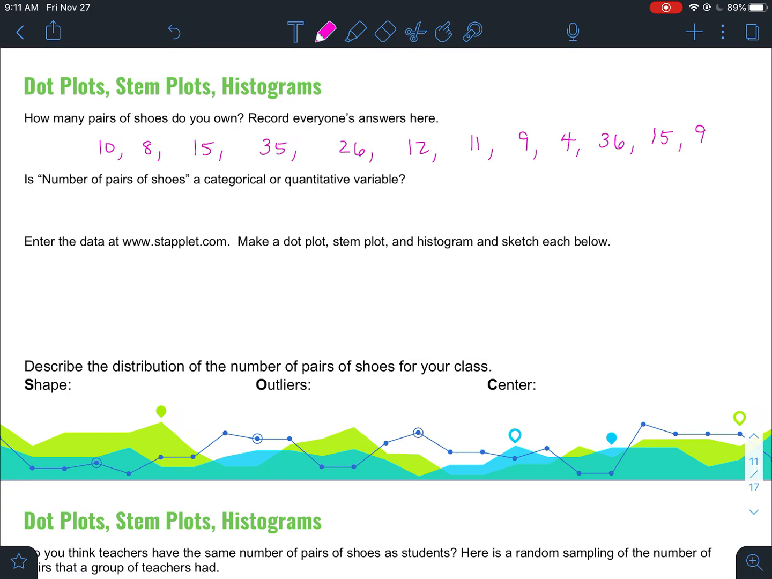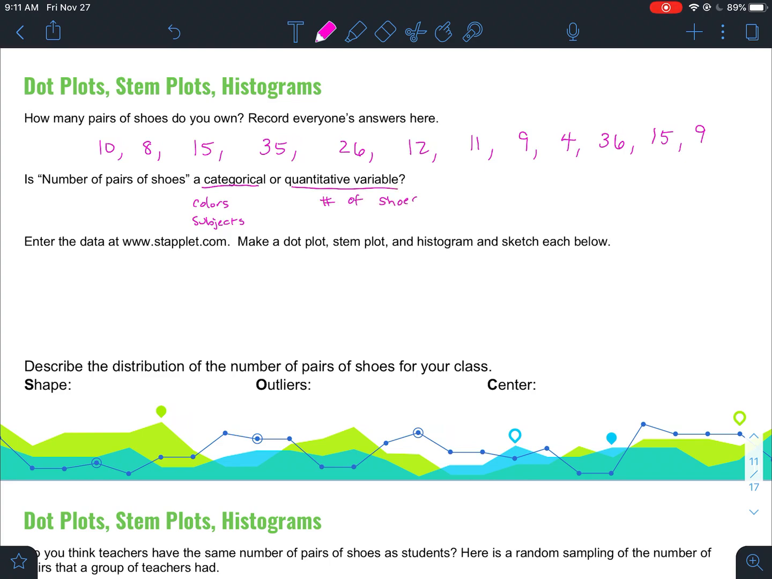Is the number of pairs of shoes a categorical or quantitative variable? So categorical would be like colors are categorical, or favorite subjects are categorical. Quantitative variables are ones that you can count.